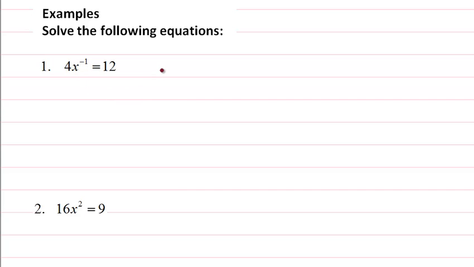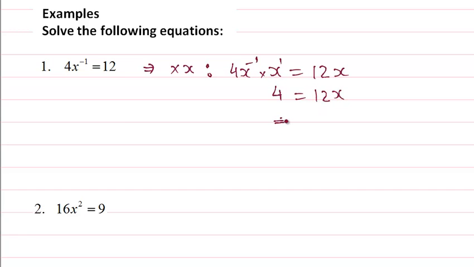So what we can do, we can multiply both sides by x. So when we get here 4 times x to the power minus 1, then we times by x. Same thing on the right hand side, 12 times x. X to the power minus 1 times x to the power 1, so they cancel each other out. So we're just left with 4 equal to 12x. Then we can divide both sides by 12. So we get x equal to 4 divided by 12, which is 1/3.